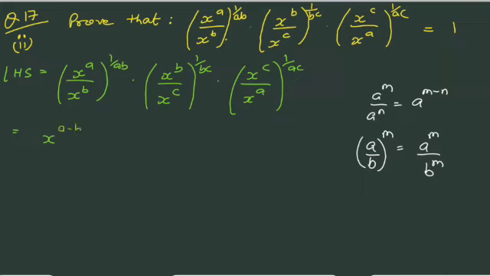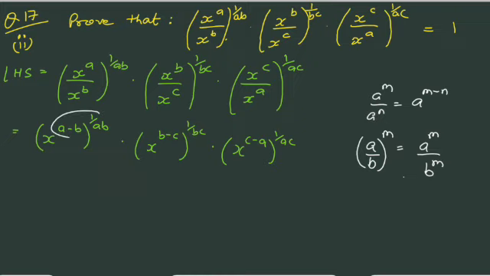X raised to a minus b whole raised to 1 upon ab, x raised to b minus c whole raised to 1 upon bc, x raised to c minus a whole raised to 1 upon ac. So now power raised to power multiplication. You have to multiply these two powers. Similar multiplication in all the three brackets. Just see this multiplication.